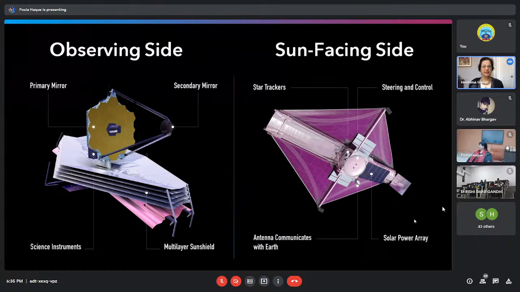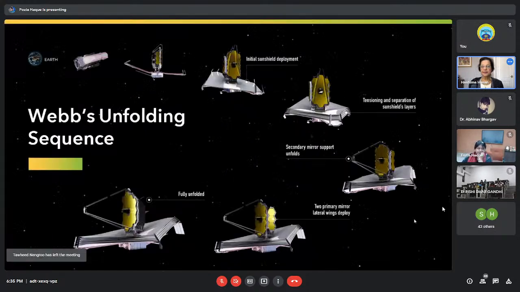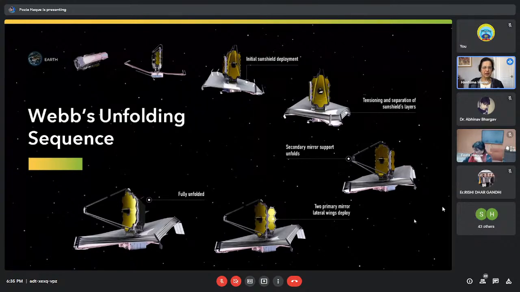That's the sun-facing side. Next slide, please. So here is the Webb's unfolding sequence. I don't need to say anything about it. It's already been done. Could we have the next slide, please?